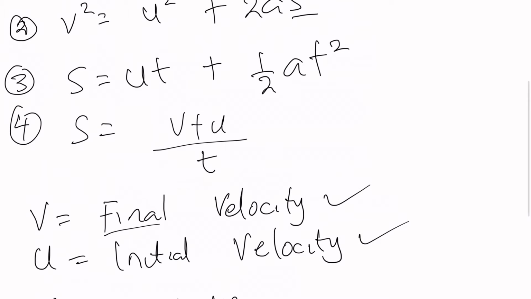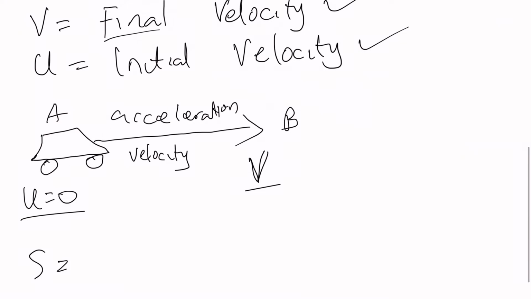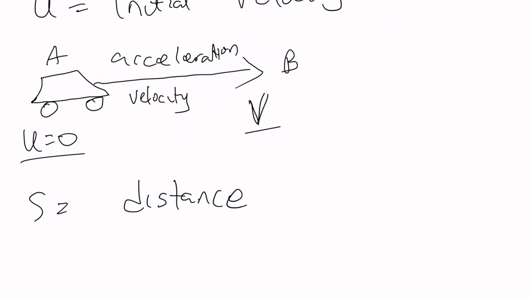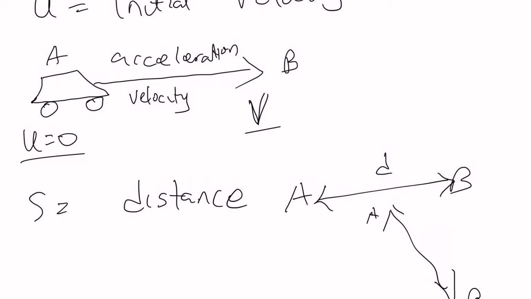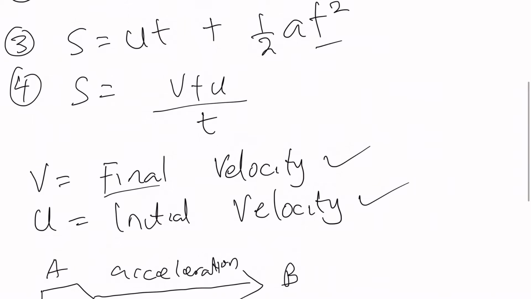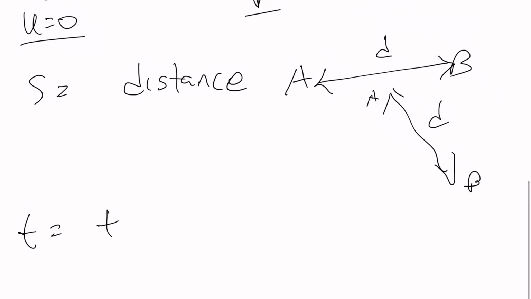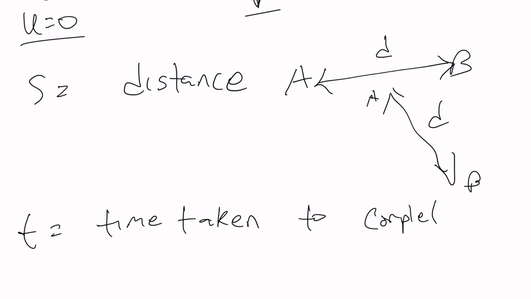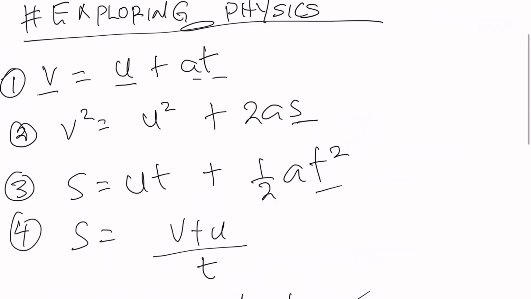So what other parameters do we have? We have s. S is distance. This is just the difference between two points, A and B. And we have t. So t stands for time, that is the time taken to complete a motion, since we are dealing with motion. So these are basically the four equations of motion, and we can apply them to solve these problems.